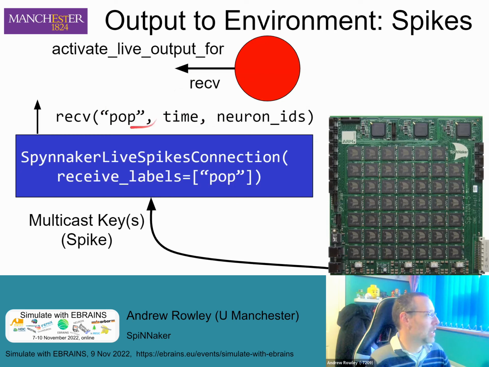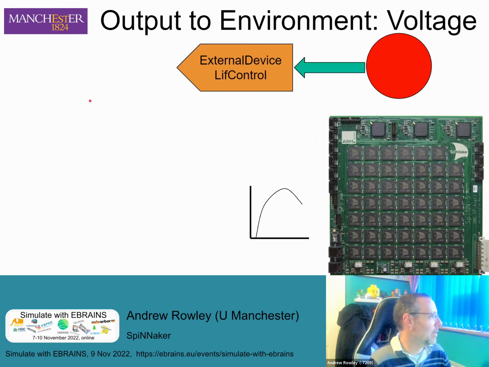The good thing here is because it's sending your label, you can use the same receive function for lots of different populations if you want to and do different things inside that. But it's up to you. You can use lots of different functions as well. That's okay.